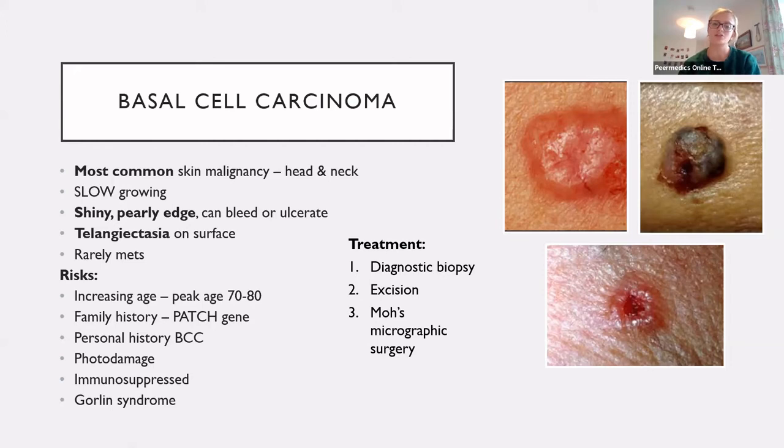So treatment of this, you are going to excise it anyway because it can continue to grow and can get quite invasive. So you're going to excise it and do a diagnostic biopsy while you're at it. Check it definitely is a BCC. We excise it generally using Mohs micrographic surgery. So that's where you are looking down a microscope, cutting it out, and you keep checking with the microscope to check you've got all the edges. So you just keep excising it, keep checking, just to make sure all of it is gone.